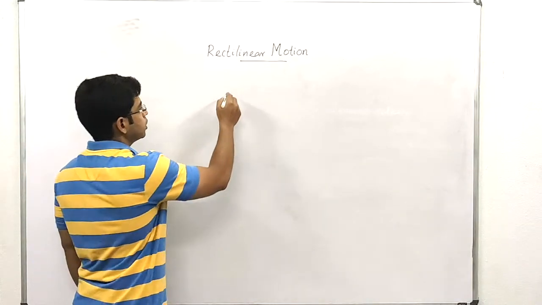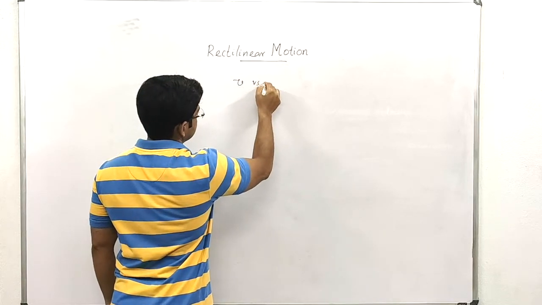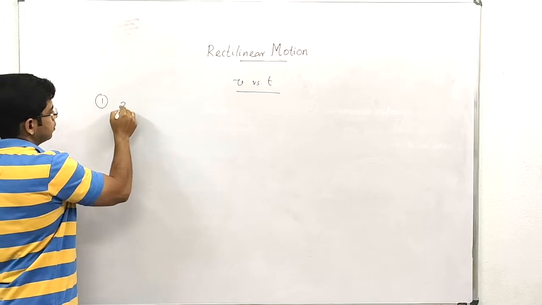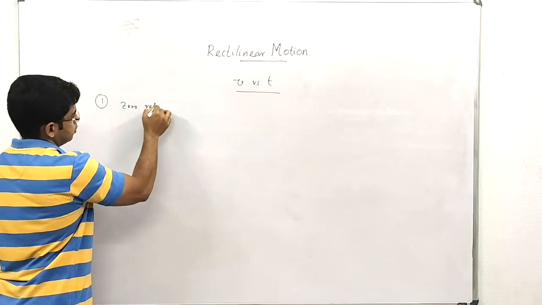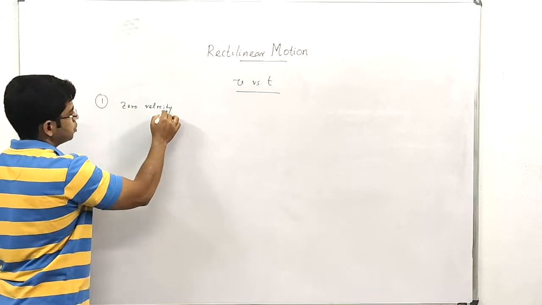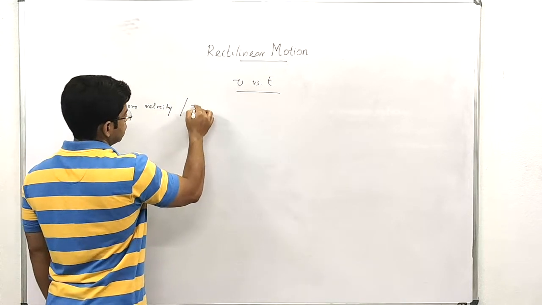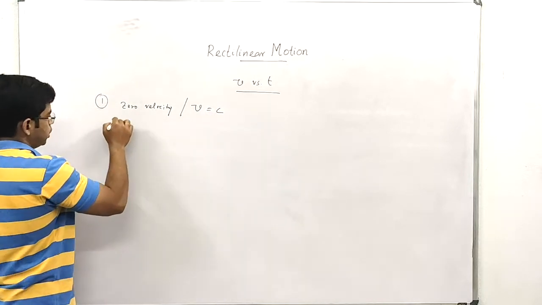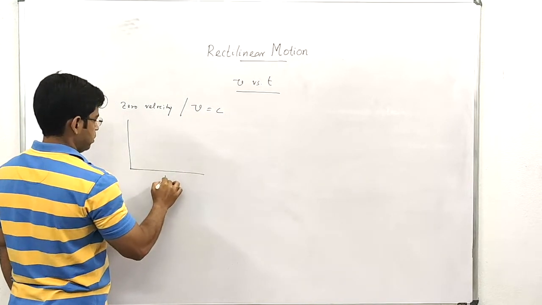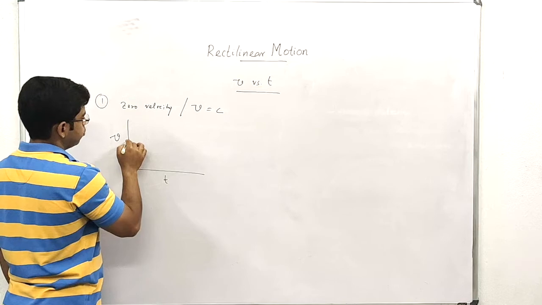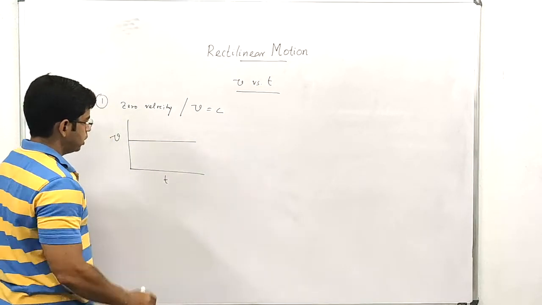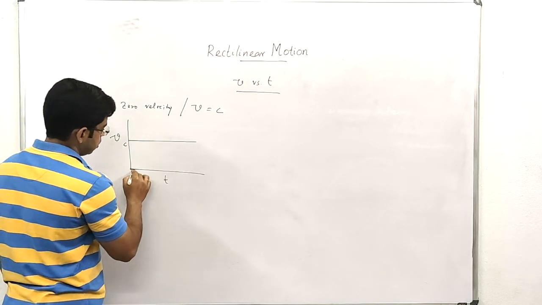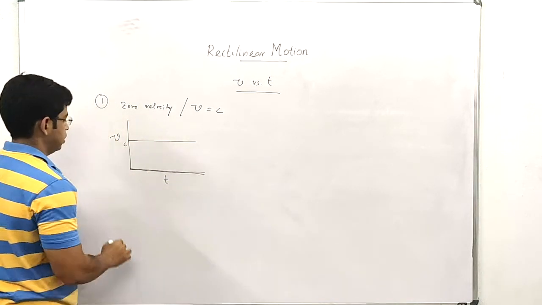Next is velocity versus time graph. So the first case is zero velocity or a constant non-zero velocity. In both cases, the v versus t curve will be parallel to the time axis, either at a certain positive constant value or overlapping with the time axis.